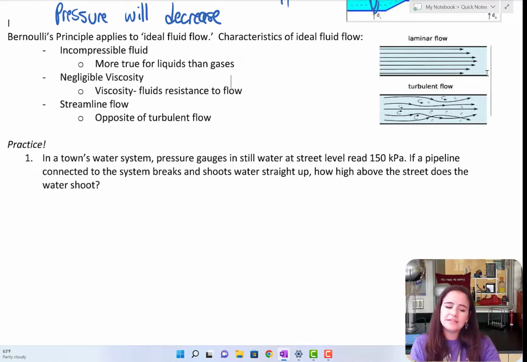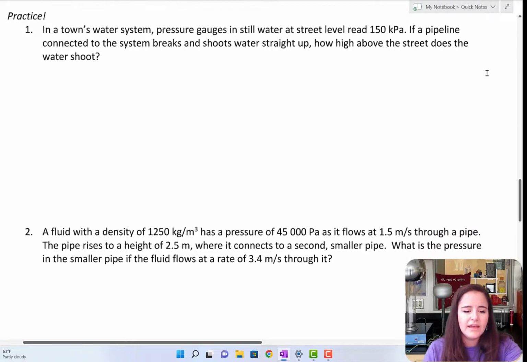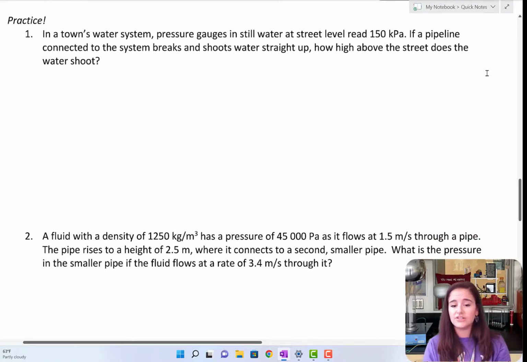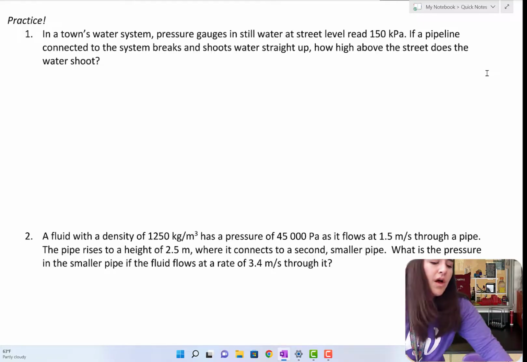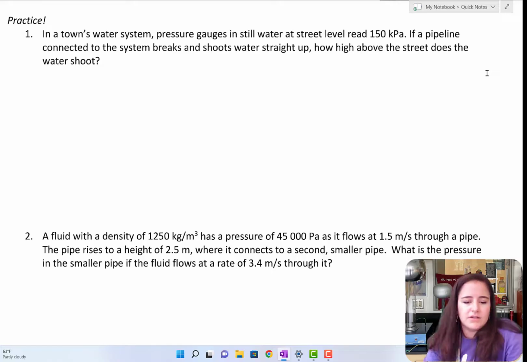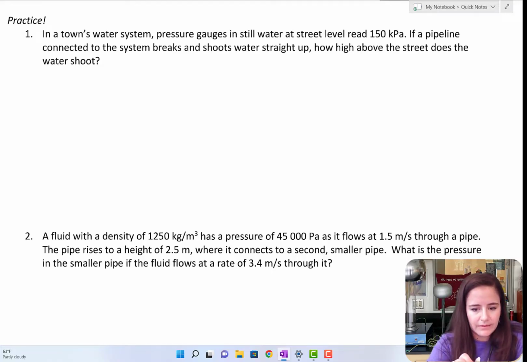So let's go ahead and look at an example problem. In a town's water system, pressure gauges in the still water at street level read 150 kPa. If a pipe connected to the town system breaks and shoots water straight up, how high above the street level does the water shoot? Okay, so let's set up what we have going on here.